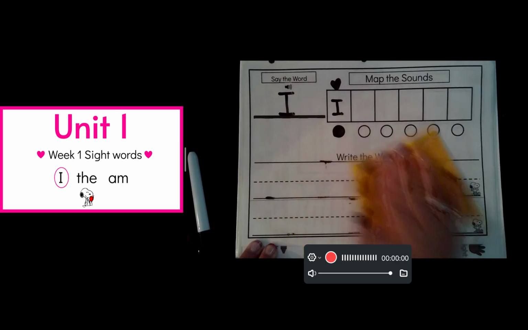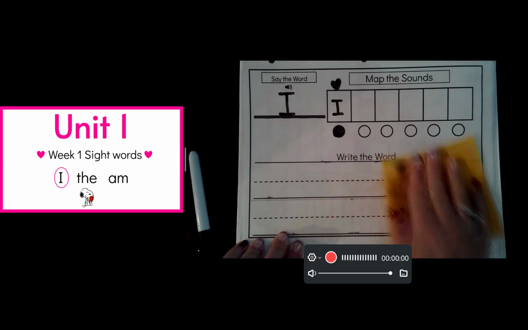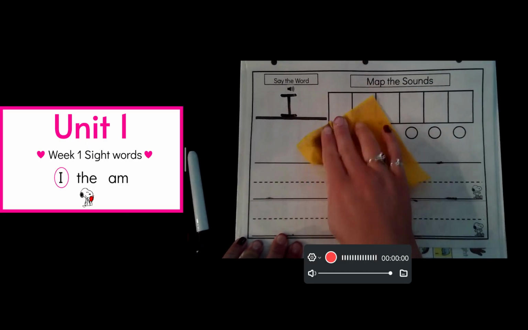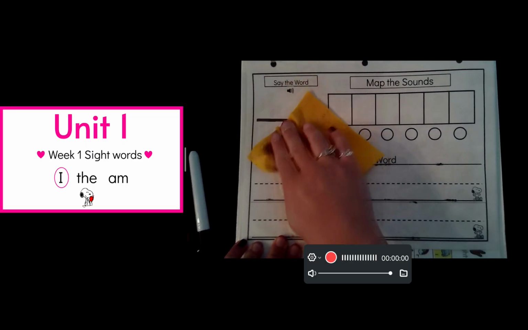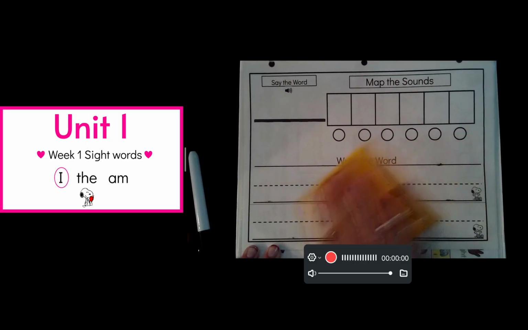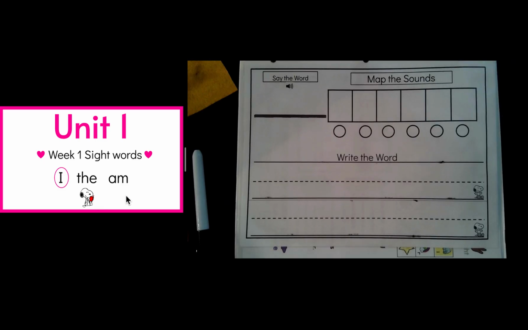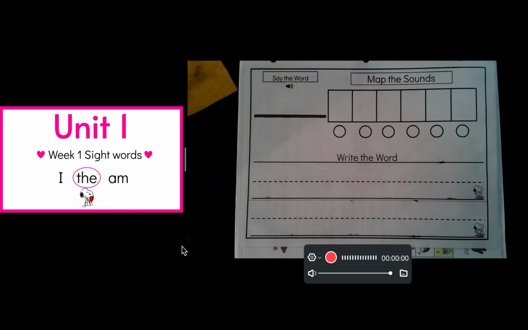We're going to erase our word I so we can make space for our new word that we are going to write. It might be a little dirty, but that's okay. Okay, our next sight word we're going to focus on is the sight word the.